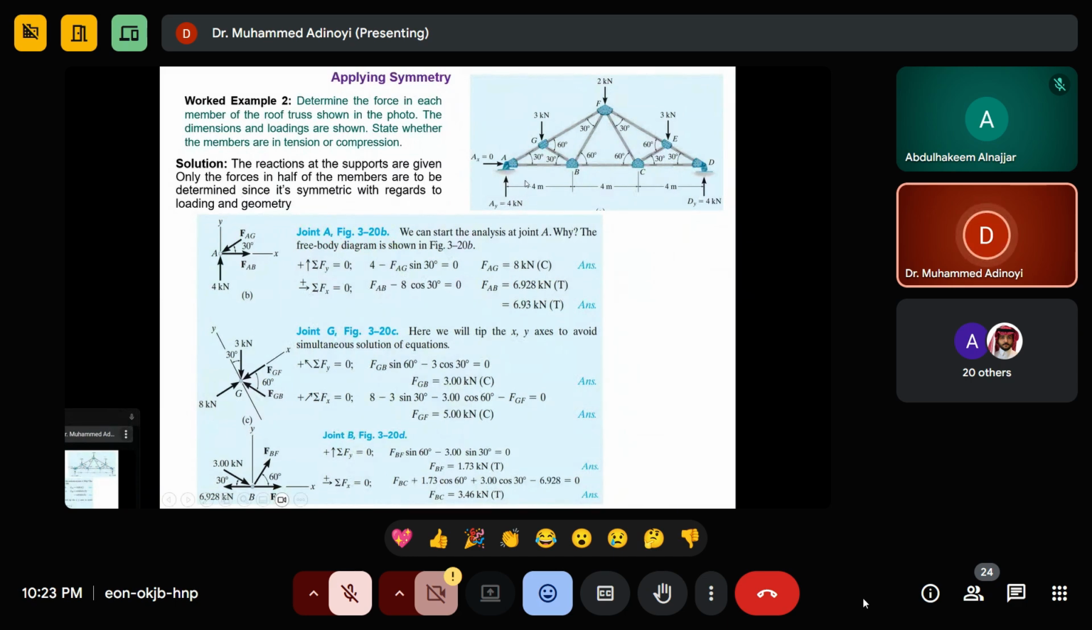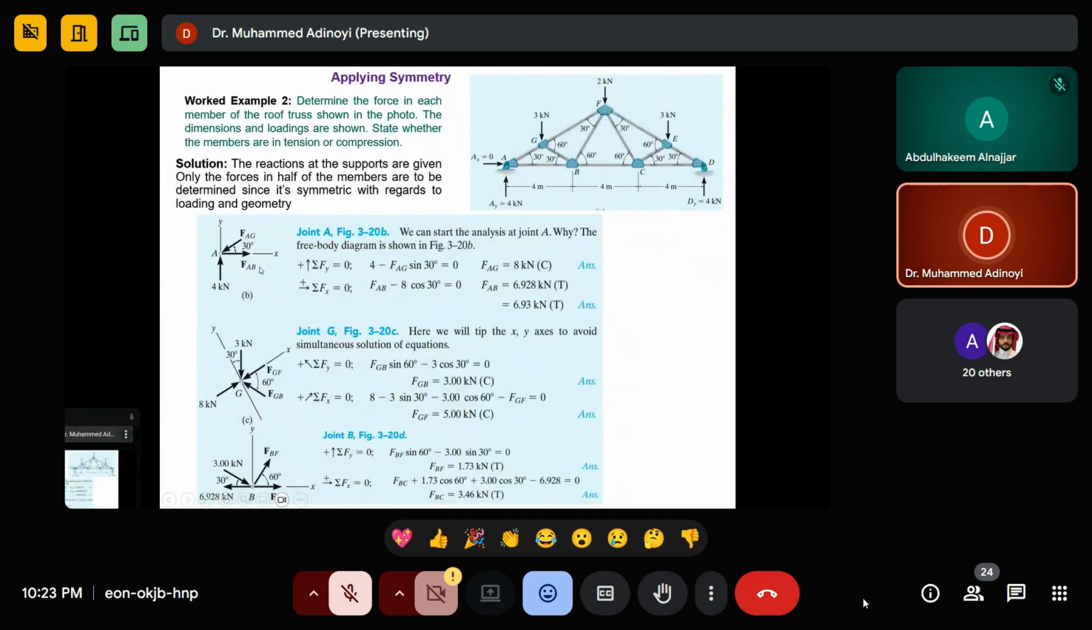Now you can start with any joint where you have 2 unknowns or less than 2 unknowns. So we start at joint A. This is joint A, we know this, so we have 2 unknowns here. If you draw this joint, this is F of AG and F of AB. So F of y is 4 kilonewton, then F of AG sine 30 equals 0. So AG is 8 kilonewton.